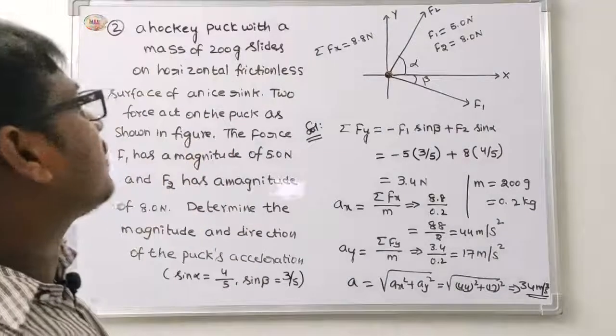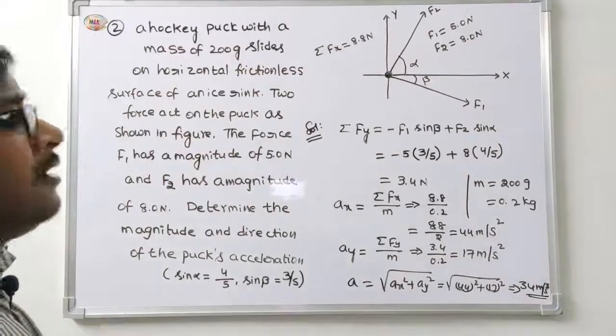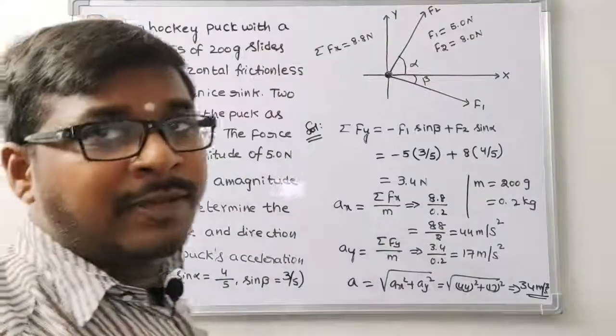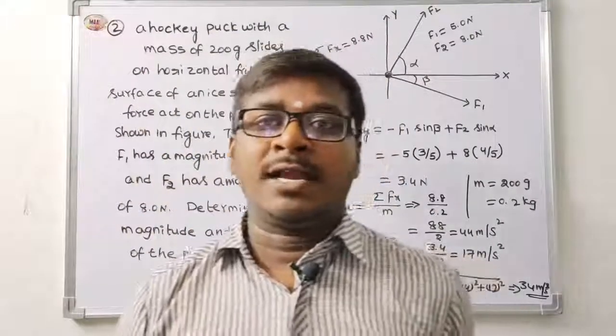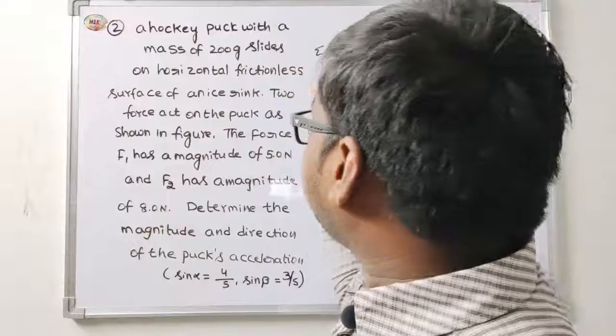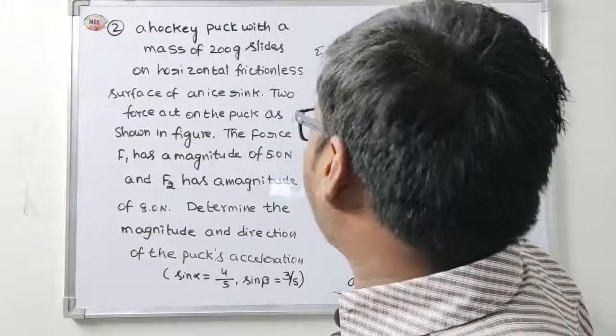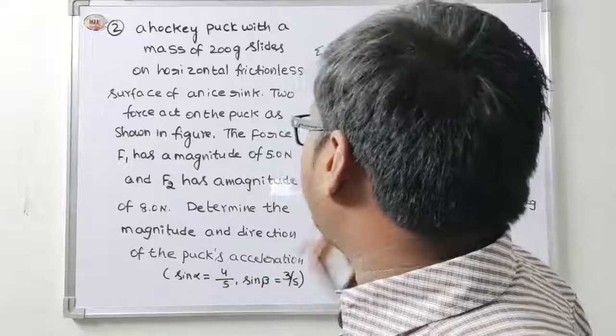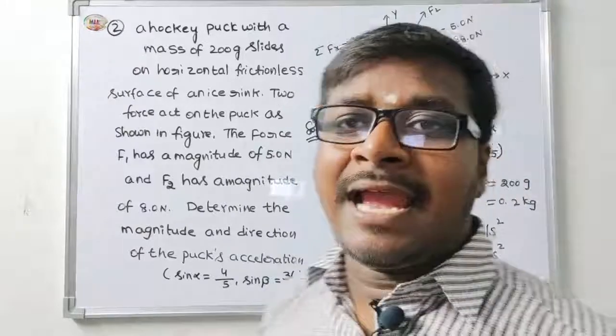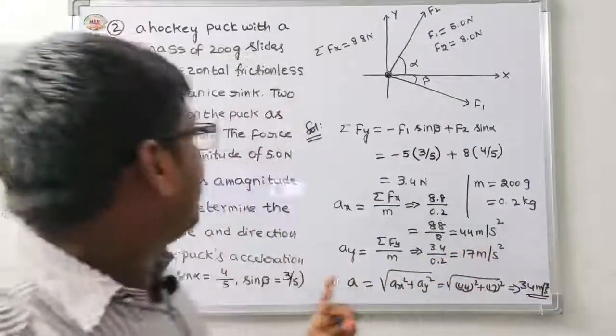This is the second problem. It's a very important problem for JEE Advanced level. A hockey puck of mass 200 grams slides on a horizontal frictionless surface of an ice rink. Two forces are acting on the puck.